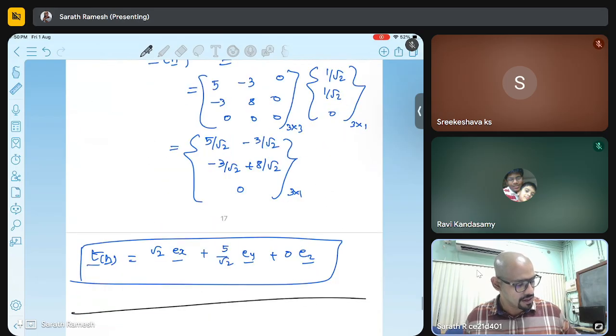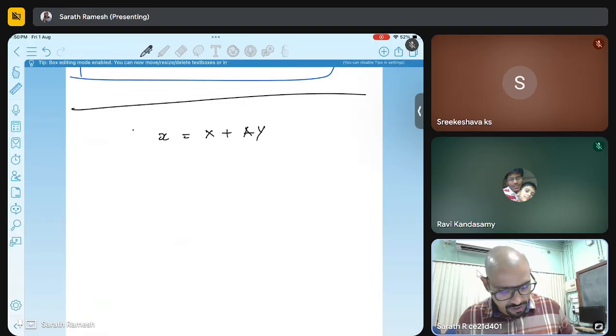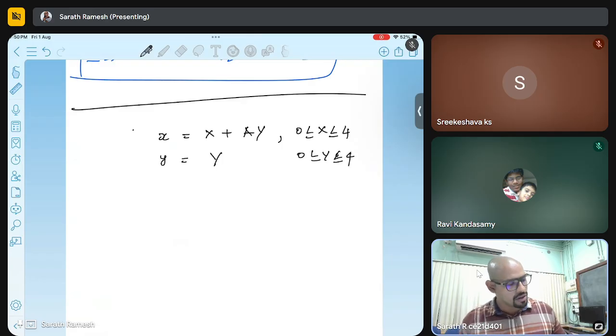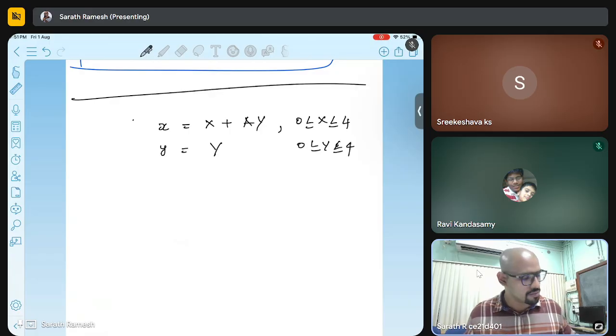So finally, we'll see some animations to understand this displacement field. Let's see an animation showing a simple shear deformation. Suppose I have small x equal to capital X plus aY and small y equal to capital Y. Here X is from 0 to 4, and Y is from 0 to 4.